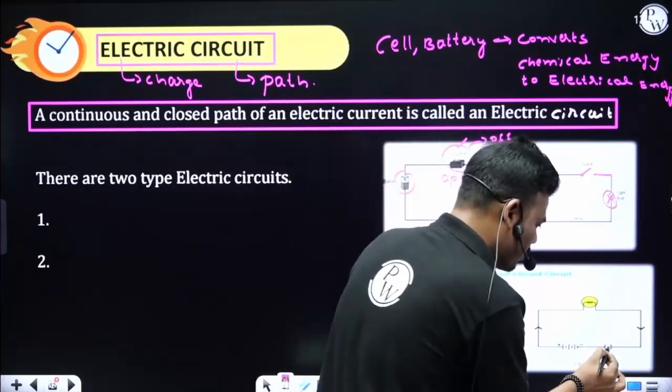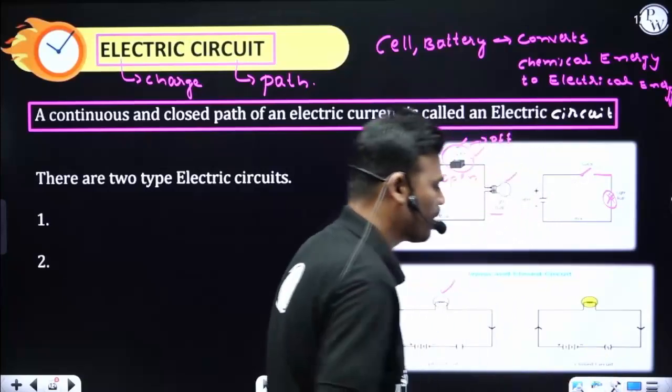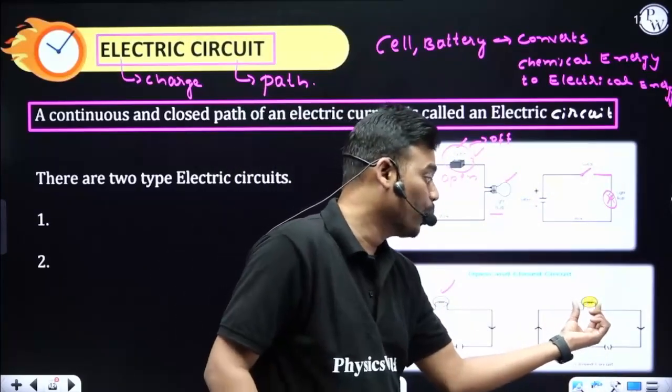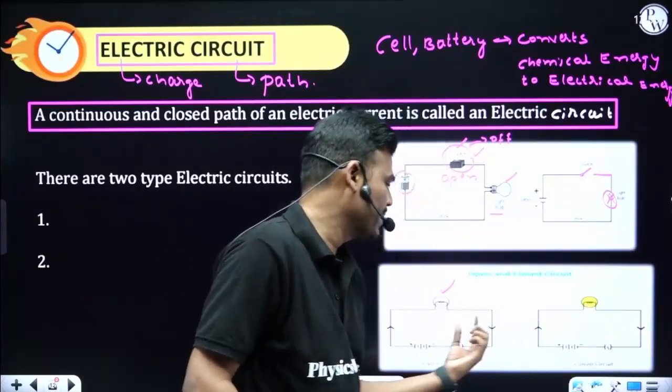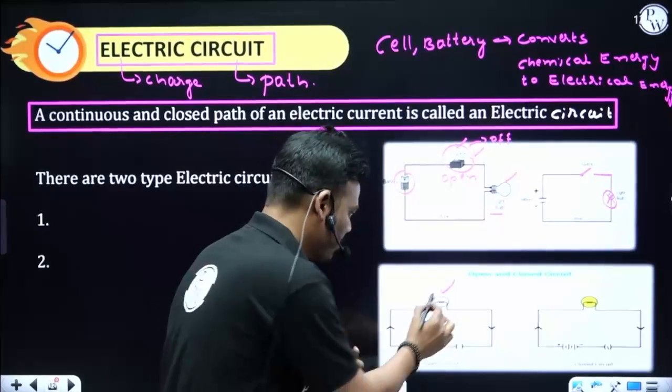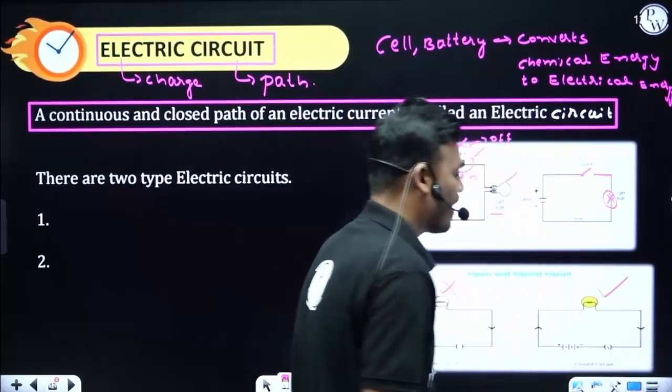If a switch is closed, represented with a dot, that means the bulb is glowing. That means there is a flow of current. In this case, there is no flow of current. So you can put it as a cross and here write a sign.